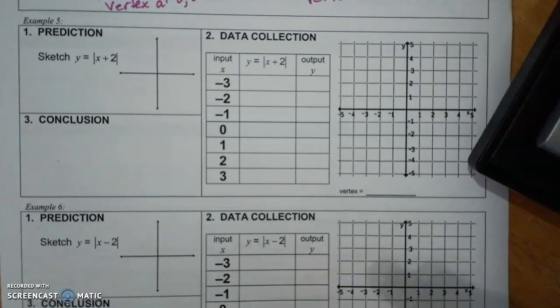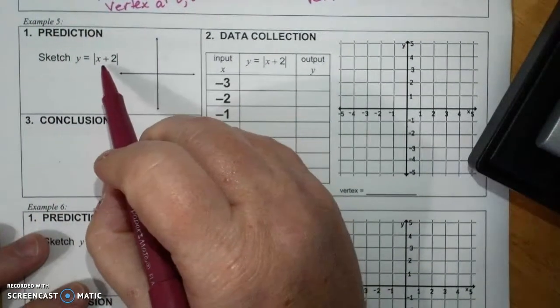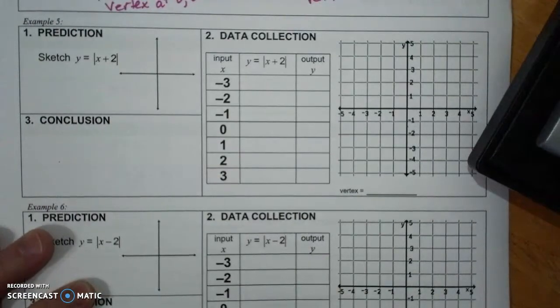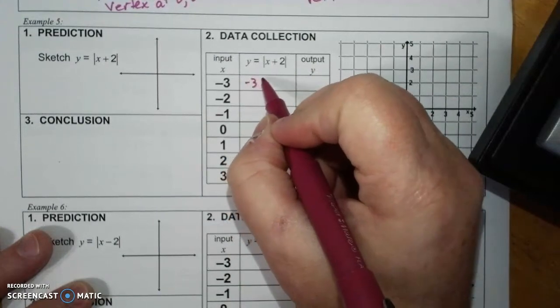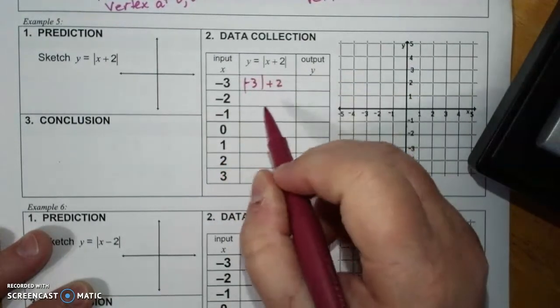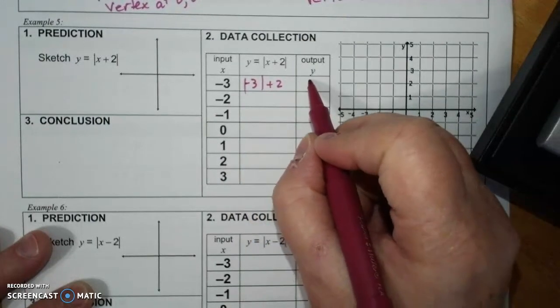This is still 10-1, and we're still dealing with absolute value functions. And now we're going to move into a number inside the absolute value. So you're going to sketch it. So I'm going to go -3 plus 2, which is -1. And I'm going to add 2, which is 1.